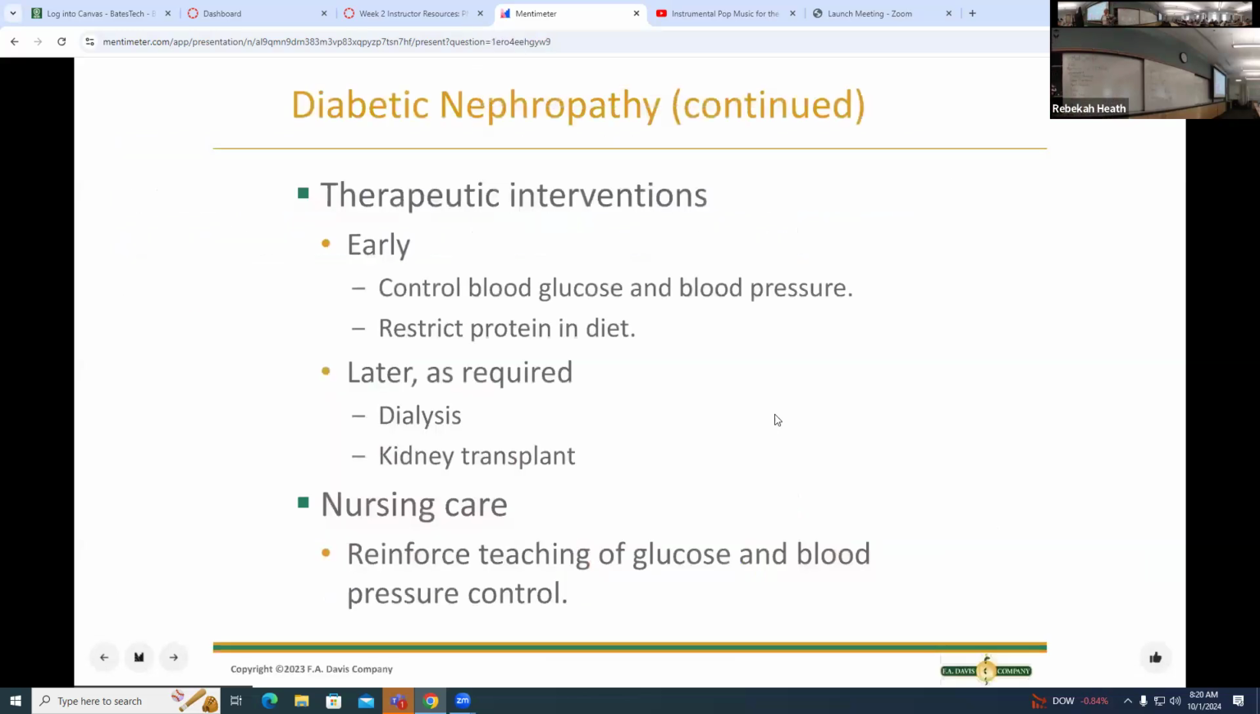Okay, so now moving on. Continuing with diabetic nephropathy, what do we do about it? Our early interventions, like we said, are to help control their blood sugar, control their blood pressure, and maybe restrict some of the protein in their diet, just so their kidneys aren't working so hard. Later, we might require dialysis as a treatment for this kidney disease, and we're going to talk about transplantation a little bit. Nursing care is really important.